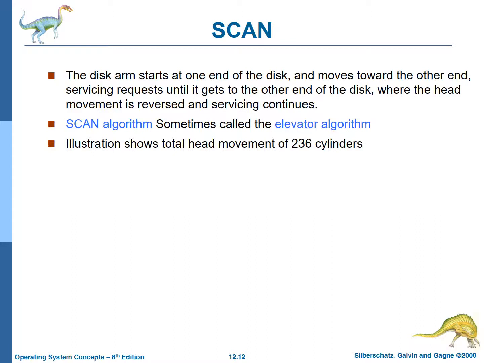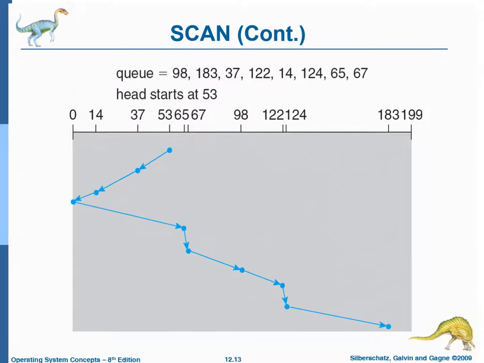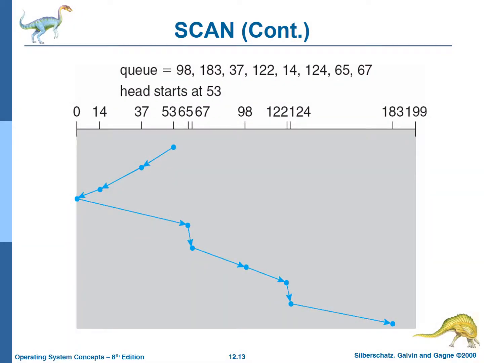SCAN. The disk arm starts at one end of the disk and moves toward the other end, servicing requests until it gets to the other end of the disk, where the head movement is reversed and servicing continues. The SCAN algorithm is sometimes called the elevator algorithm. The illustration shows a total head movement of 236 cylinders. The head starts at 53, followed by 37, 14, 0, and so on.